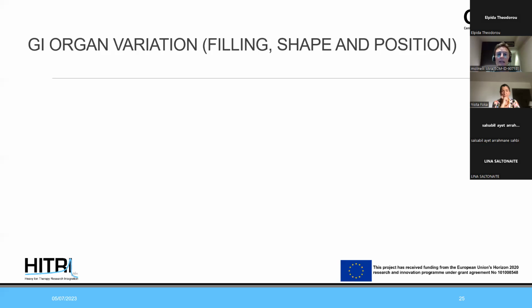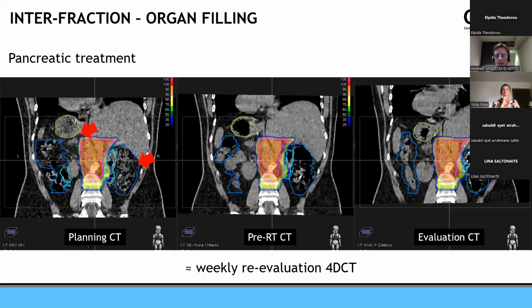And now I have a few slides on the other problem, which for me is again organ motion, because it's the anatomical variation related to the changes in shape, position and filling of the gastrointestinal organs, which is something really important for abdominal treatment, particularly for pancreatic cases.